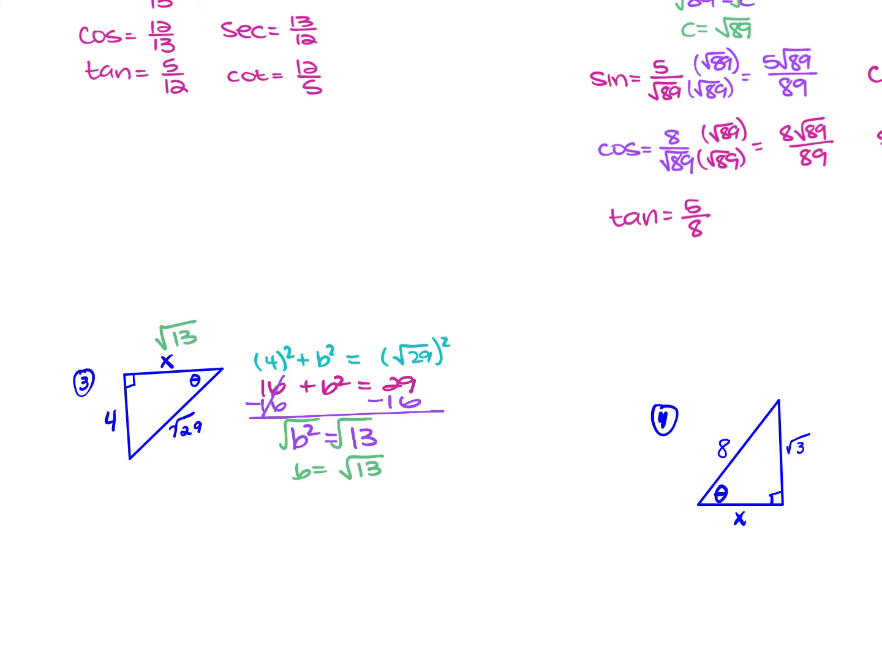Your hypotenuse is the square root of 29. Your opposite is the 4. Your adjacent is the square root of 13. Start plugging in your values for all of these. For sine, opposite over hypotenuse gives you 4 over the square root of 29. Multiply top and bottom by the square root of 29. That's 4 square root 29 all over 29.